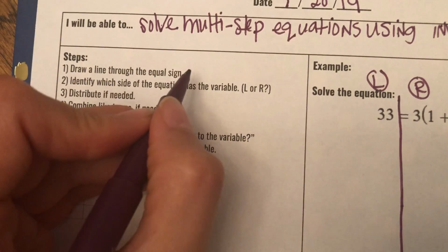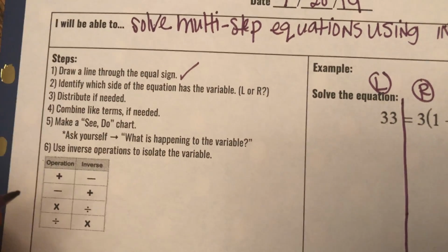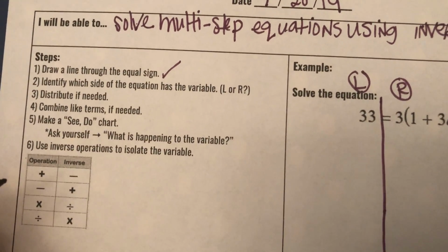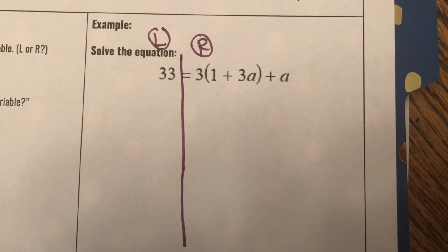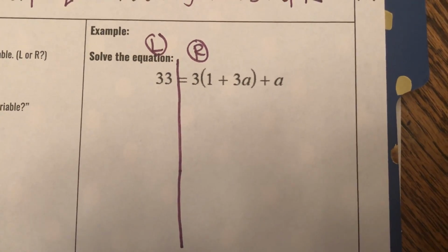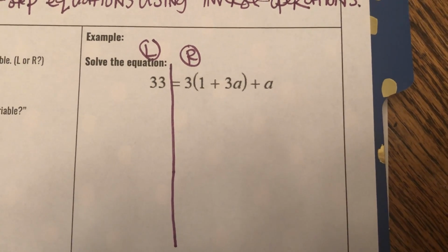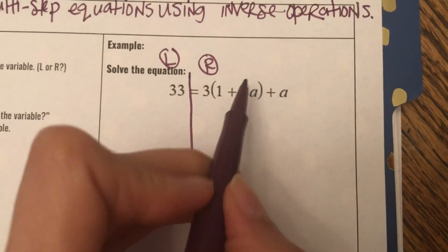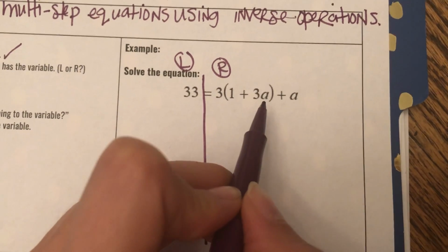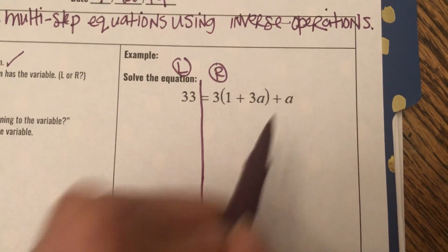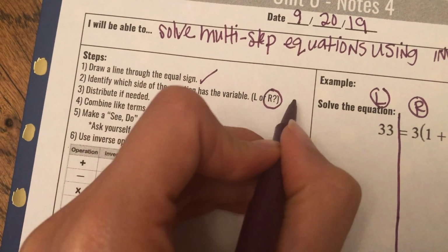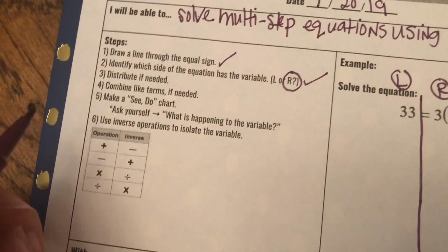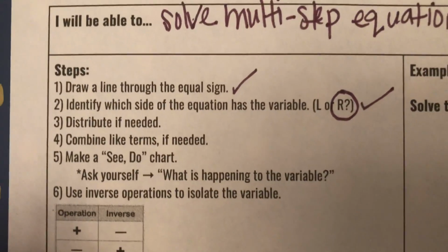Looking back at my steps, I just drew a line. Let's look at step 2. Identify which side of the equation has the variable. So if I look at this equation, 33 equals 3 times the quantity 1 plus 3a, plus a, my variable is clearly on the right side. I also notice that there are 2 different places where I see the variable. So now that I go back, number 2, I know that my variable is on the right side. Awesome.